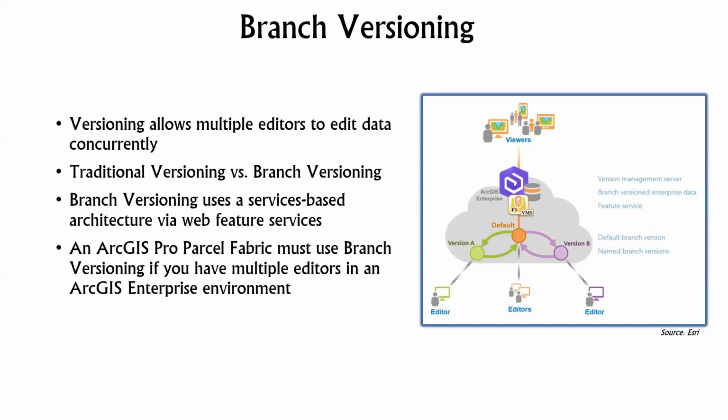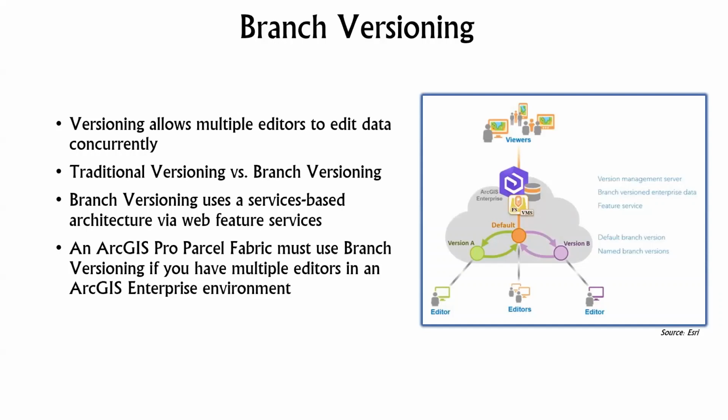So if editor A is editing a parcel's geometry in the editor A version, and editor B is editing attributes of that same parcel in the editor B version, the reconcile and post process will bring all edits together in the default version. If any data conflicts arise, the database manager can choose to resolve the conflicts. So this is traditional versioning, and that takes place on the enterprise database side.